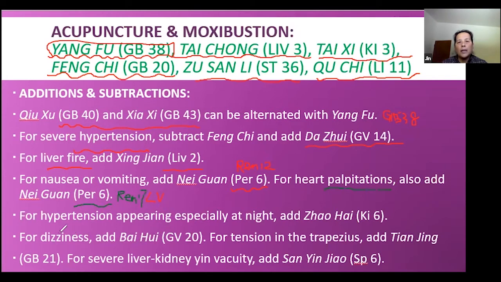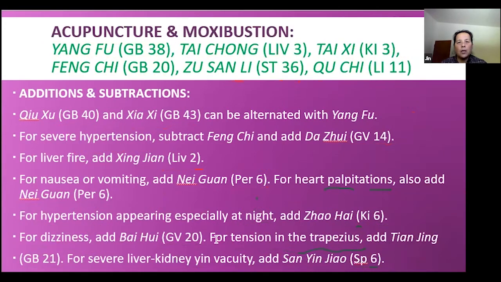And if patients especially have hypertension at night, that means yin insufficiency. So we add kidney 6. And for dizziness, we add Du 20, like a local point for dizziness. And if the patient has more tenderness in the shoulder area, we can add gallbladder 20. For severe liver kidney yin deficiency, we can add spleen 6, san yin jiao, nourishing points. So we have a lot of manipulation ways we can treat different kinds of problems.